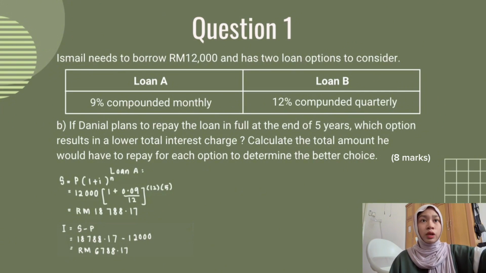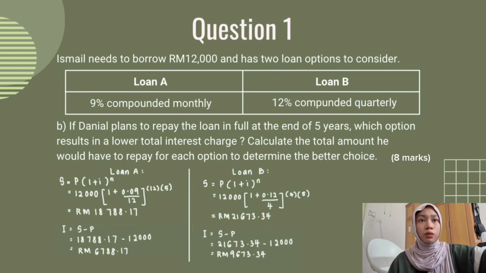As for loan A, we use the formula S equals P times (1 plus i) to the power of n. So we insert the amount 12,000 times (1 plus 0.09 over 12), because it says monthly, to the power of 12 times 5. The answer is 18,788 ringgit 17 cents. And for the interest, we use the formula I equals S minus P, which is 18,788 ringgit and 17 cents minus 12,000 ringgit. The answer is 6,788 ringgit and 17 cents.